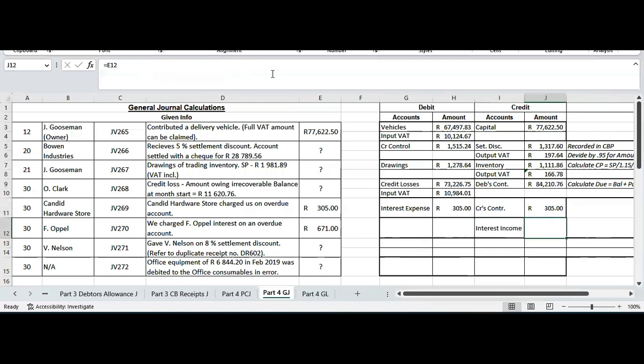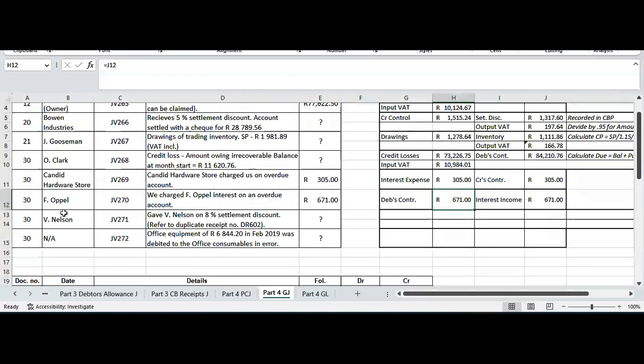And same argument, we can just use the amount that we were given. So that's interest income. This is obviously debtors control, and we put the same amount there, because there is no VAT on interest account. Then we see, so this is a very nice one. Then we see that we gave Mr. V. Nelson an 8% settlement discount, and it actually referred to duplicate receipt DR 602.